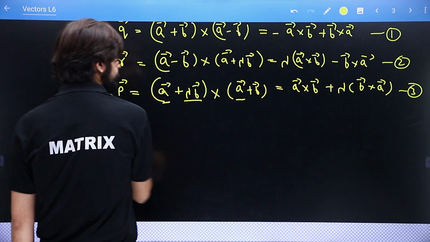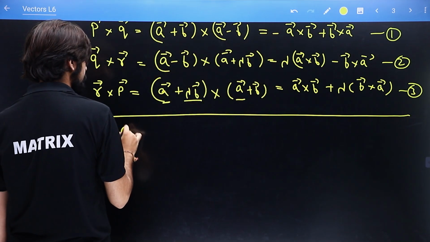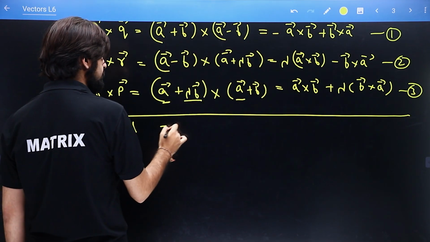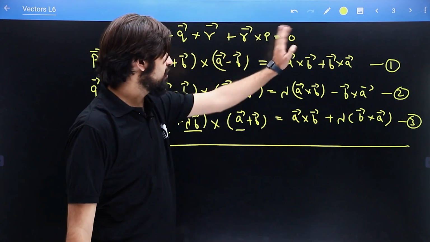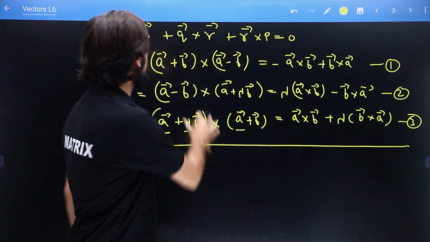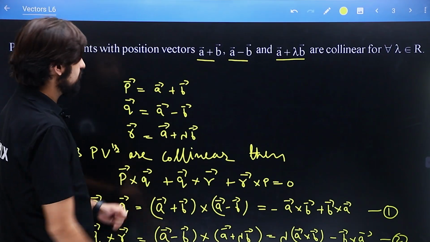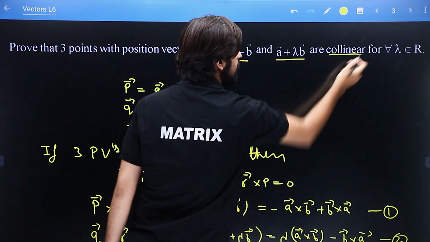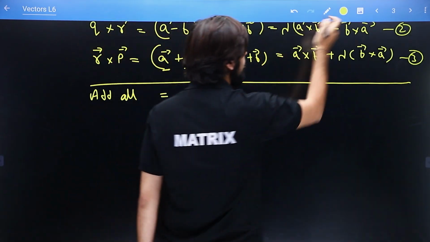Add all. If it is coming 0, then it doesn't matter whatever the value of lambda is. It will be always coplanar or collinear. We are studying right now collinear. So these will be always collinear, if after adding we are getting 0.